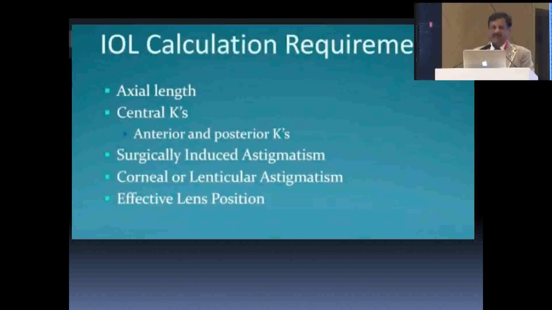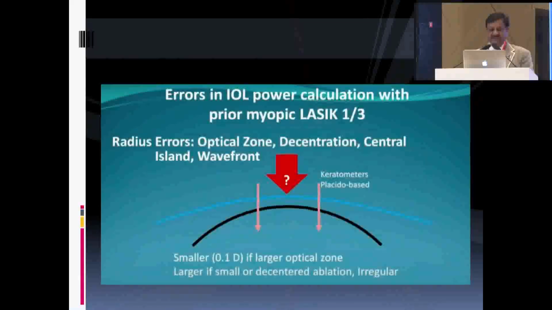So the IOL calculation requirements, as we all know, basically include the axial length, the central K, meaning the anterior and the posterior K in all these patients. Now we have to take care of the surgically induced astigmatism which we will be inducing. So there could be some amount of corneal or lenticular astigmatism in these patients, and ELP, or the effective lens position, is one very important key factor, which is the whole source of misery in this subset of population.